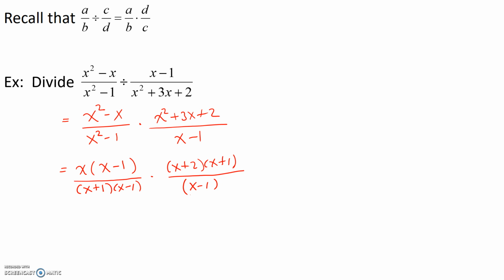Now, we can divide anything from the numerator with anything in the denominator, regardless of whether it's in the same fraction or different fractions. So this x minus 1 divides to be 1. This x plus 1 divides to be 1. And it doesn't look like we have any other common factors in the numerator and denominator. So our final answer here would be x times the quantity x plus 2. We have x from the first fraction, x plus 2 from the second fraction, divided by x minus 1.